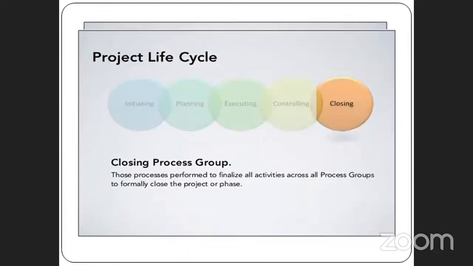Next one is closing. It is the final part. Normally in the construction field we face this closing problem. We may not satisfy the customer's needs, so there is a conflict between the customers and the engineers. It is a very important part. 95% of engineers are facing this problem. So these are the five main elements in project management: initiating, planning, executing, controlling, and closing.